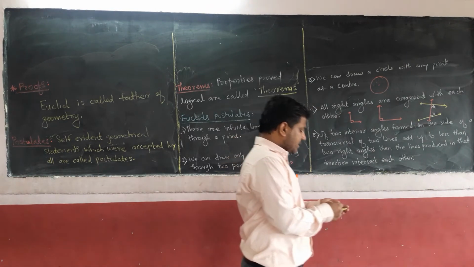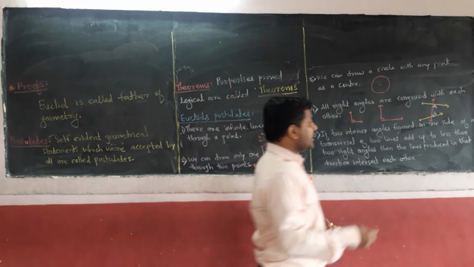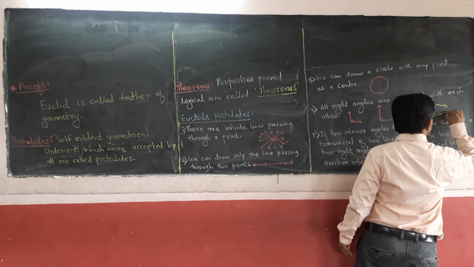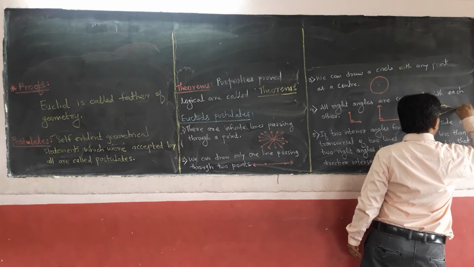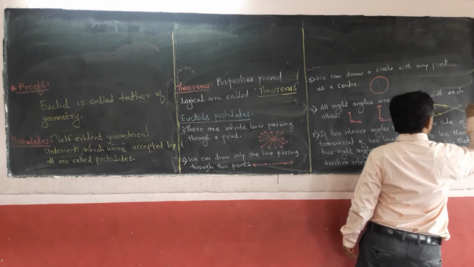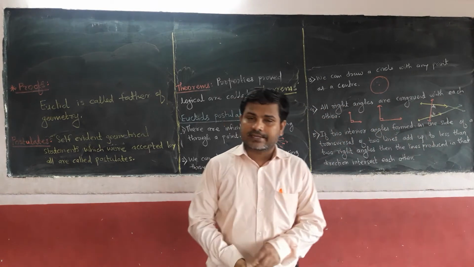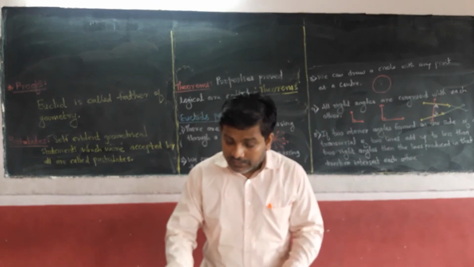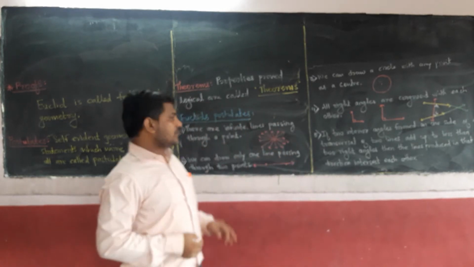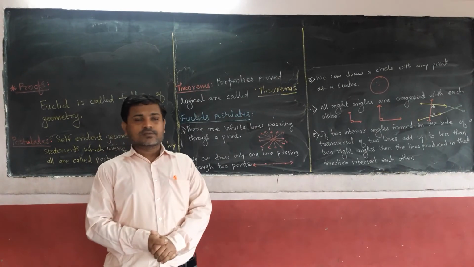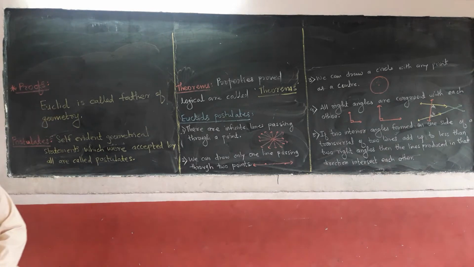And if we extend these lines, the yellow line is extended, then what will we get? We will get that the lines are intersecting. Yes or no? These are the five postulates of Euclid which have been explained. So please copy down if you know.